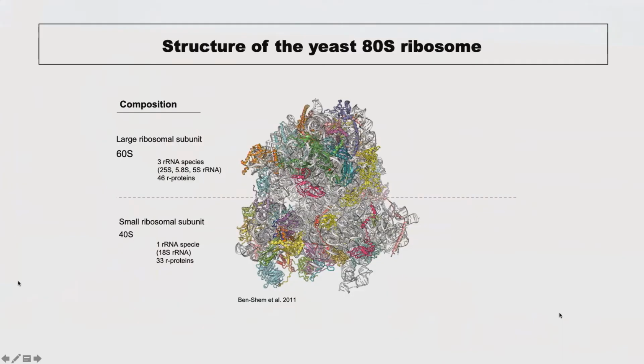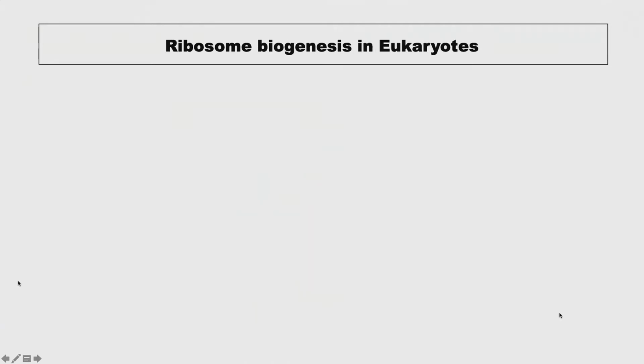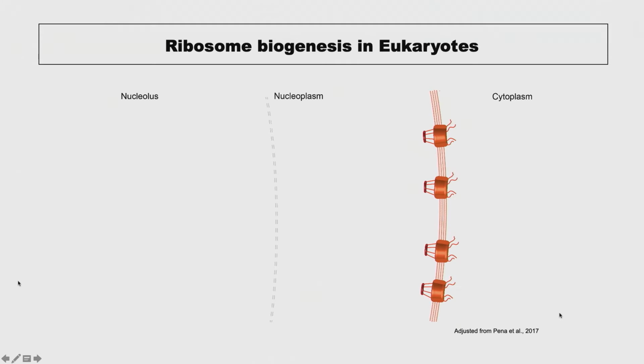A eukaryotic ribosome is composed of two ribosomal subunits, the large one, or 60S, and the small one, 40S. And each of these ribosomal subunits is composed of ribosomal RNA, here depicted in gray, and ribosomal proteins, here in color. And the assembly of this structure in the cell is a very complex process, which spreads through distinct cellular compartments: the nucleolus, nucleoplasm, and the cytoplasm.